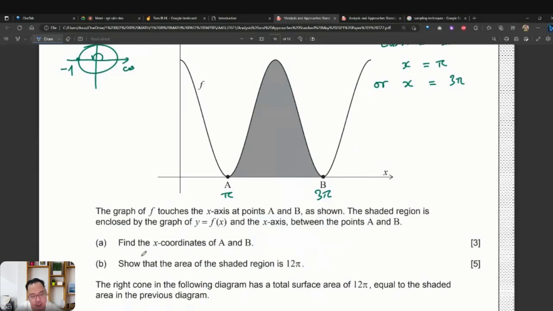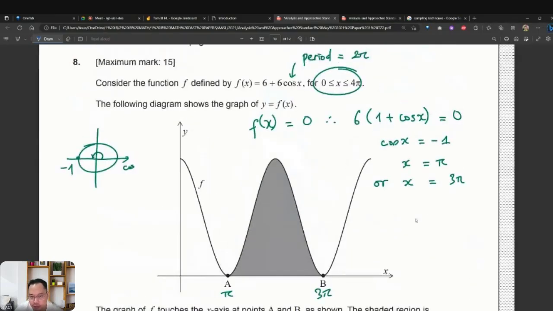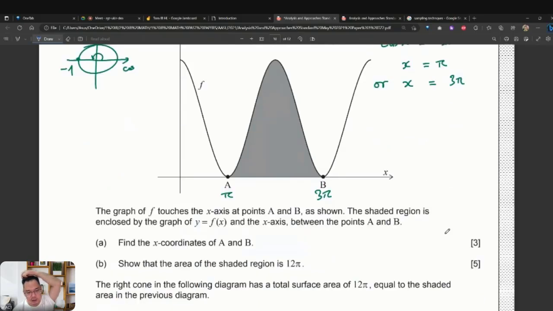Question B. Show that: 3 marks, 1 mark for writing this formula, 1 mark for writing this one, and finally the 2 solutions. So we kind of have to remember the unit circle for this question. It's a very useful tool. Show that the area of the shaded region is 12 pi. For this area, we have to do the integration.